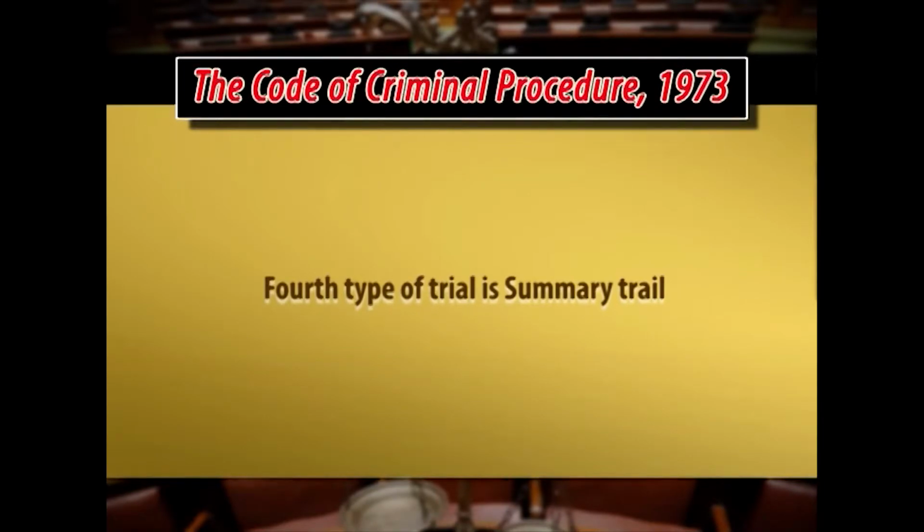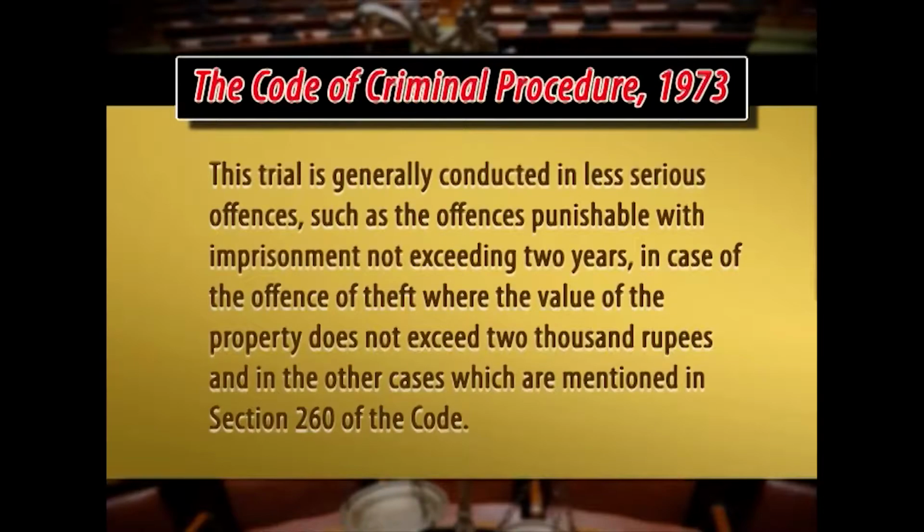Fourth type of trial is summary trial. This trial can be conducted by CJM, Metropolitan Magistrate, or JMFC if especially empowered by the High Court. This trial is generally conducted in less serious offences, such as offences punishable with imprisonment not exceeding 2 years, or in case of offence of theft where the value of the property does not exceed 2,000 rupees, and in all the other cases which are mentioned in section 260 of the CRPC.